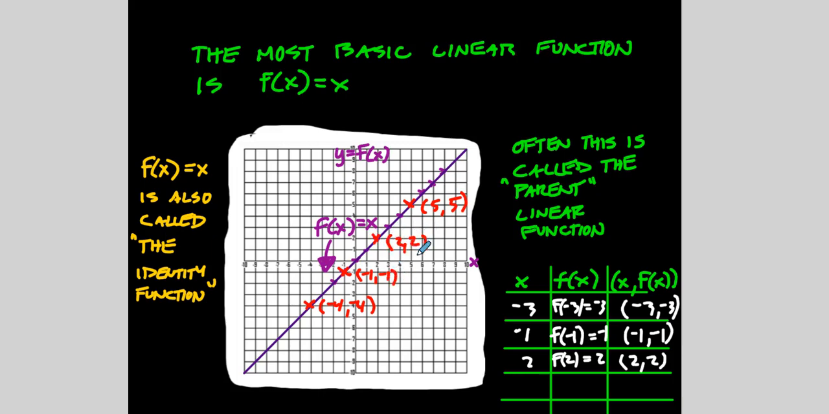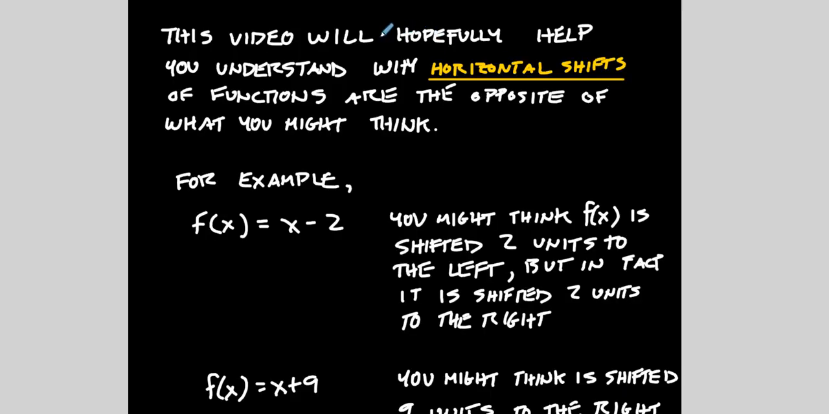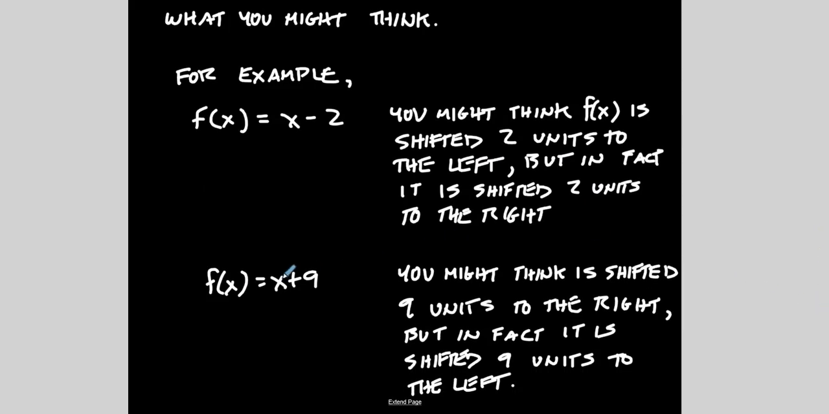right here, etc. So this video hopefully will help you understand why horizontal shifts of functions are the opposite of what you might think. For example, for the function f of x equals x minus 2, you might think the parent function f of x equals x is shifted 2 units to the left, but in fact it is shifted 2 units to the right. Likewise, for f of x equals x plus 9, you might think that it is shifted 9 units to the right, but in fact it is shifted 9 units to the left.